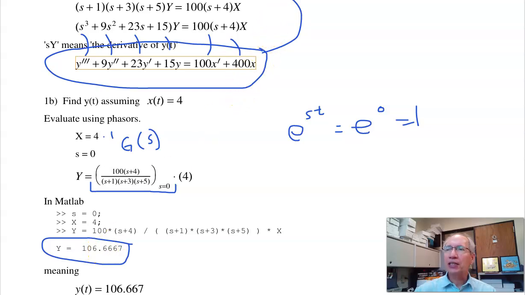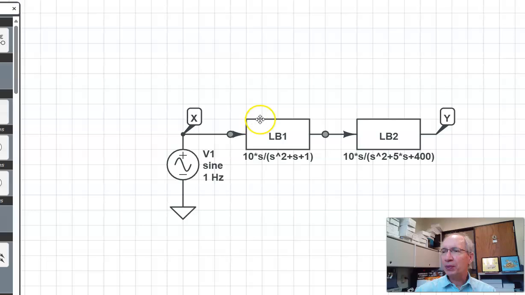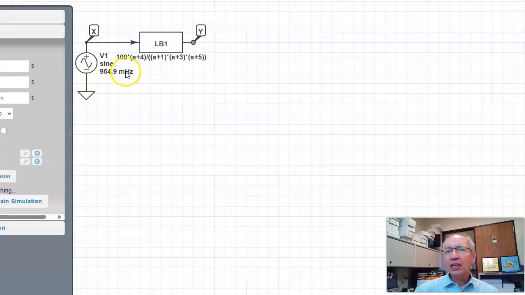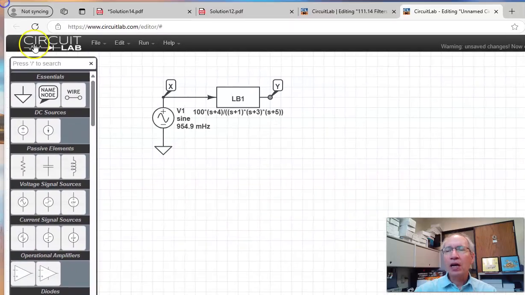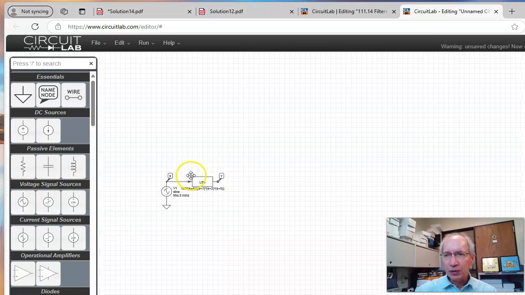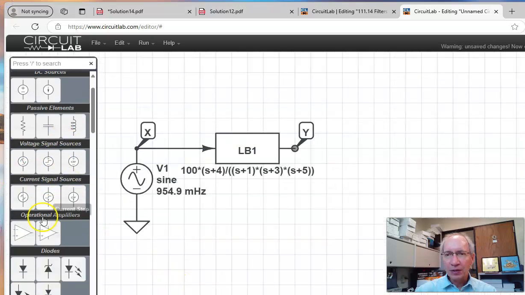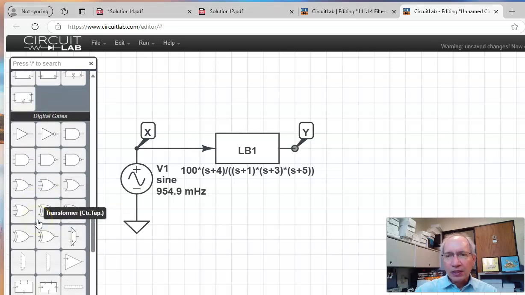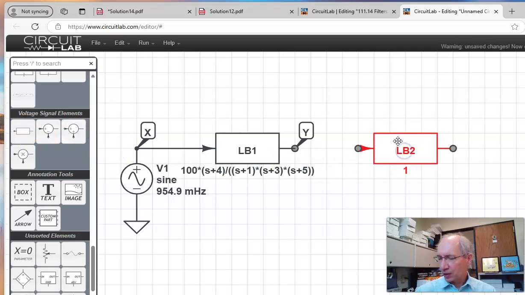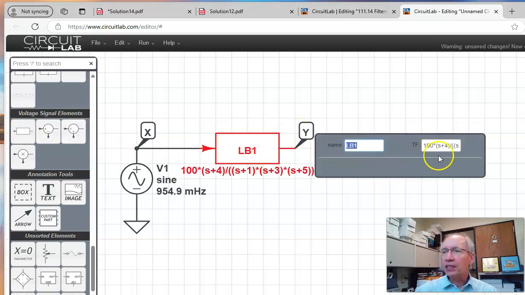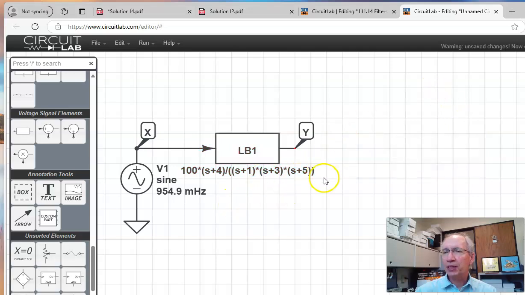Now I can check that in CircuitLab. This is kind of a neat feature in CircuitLab. It just came out recently. If I build a system, scrolling down, here is the transfer function block. This is kind of a new feature. Drag it over, double click on it. I can input the transfer function. So this is the way you'd write it. It's 100, s plus 4, over s plus 1, s plus 3, s plus 5.